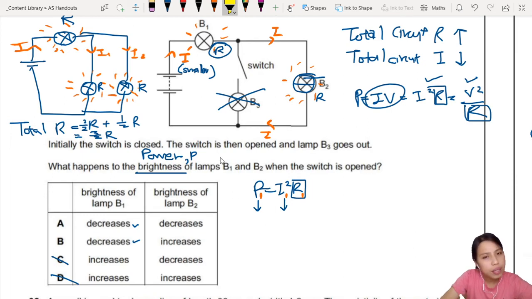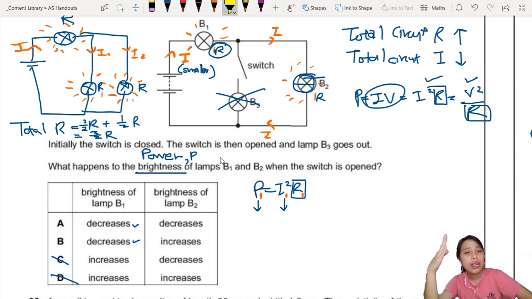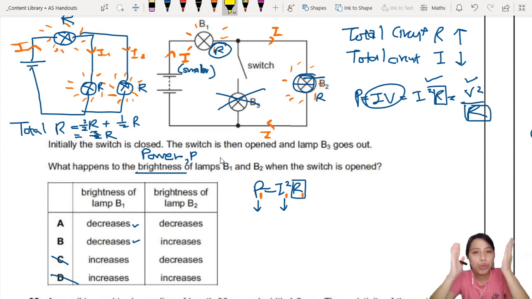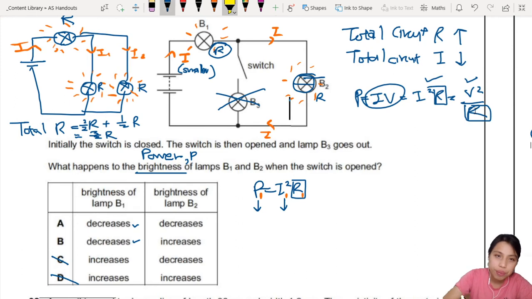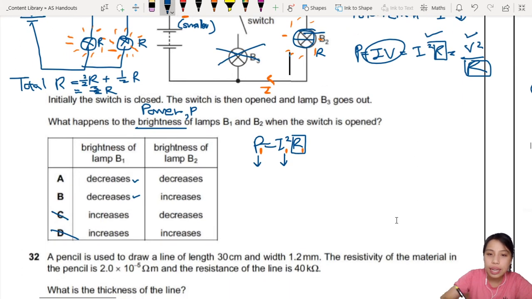Does the current through B2 increase or decrease? Oftentimes students will say that before, the current split into two bulbs, and now it combines into one, so it increases. Hang on a second. Yes, in that sense it increased, but the total circuit current also decreased. So if you want to be sure, you have to calculate. I'm going to show you how to use V squared over R to calculate it first, for the second bulb.